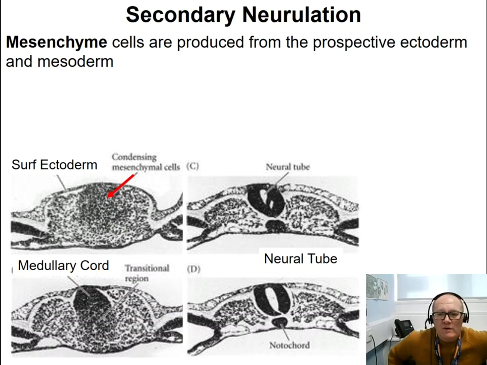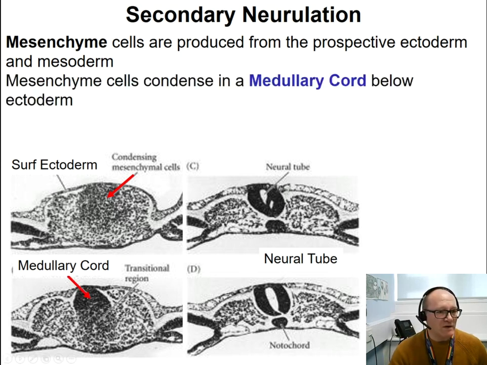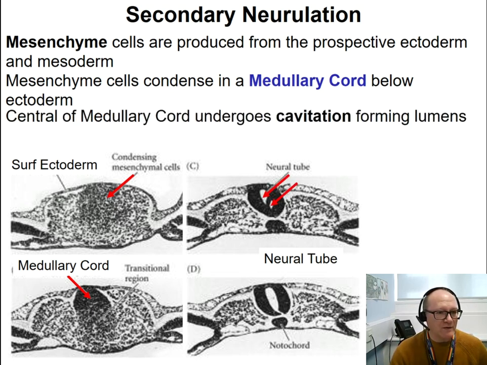Okay, so we mentioned how primary neurulation occurs. We talked about the signals that control the formation of the hinge point, but let's have a look at what happens in secondary neurulation. In secondary neurulation, a group of mesenchymal cells that are both ectodermal and mesodermal in origin condense with each other to form a medullary cord. This medullary cord is formed just below the ectoderm and above the notochord.